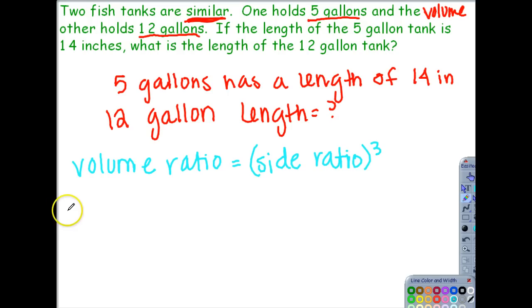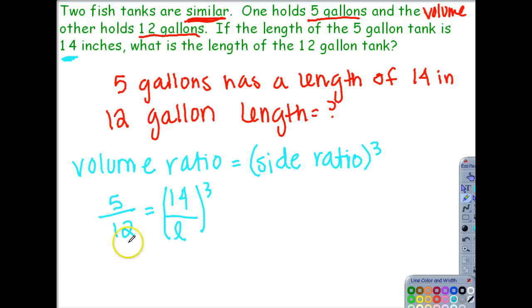So my volume ratio is going to be comparing the two volumes. I have a 5-gallon to a 12-gallon, and that's going to equal my side ratio cubed. In the 5-gallon, there's a 14-inch length, and I want to make sure I match those up, so that'd be on the top, over my length of the other one. Now, if you leave it like that, I'm going to get it wrong, because you're saying volume ratio is the side ratio. But it's the side ratio cubed. So I'm going to cube that whole thing.